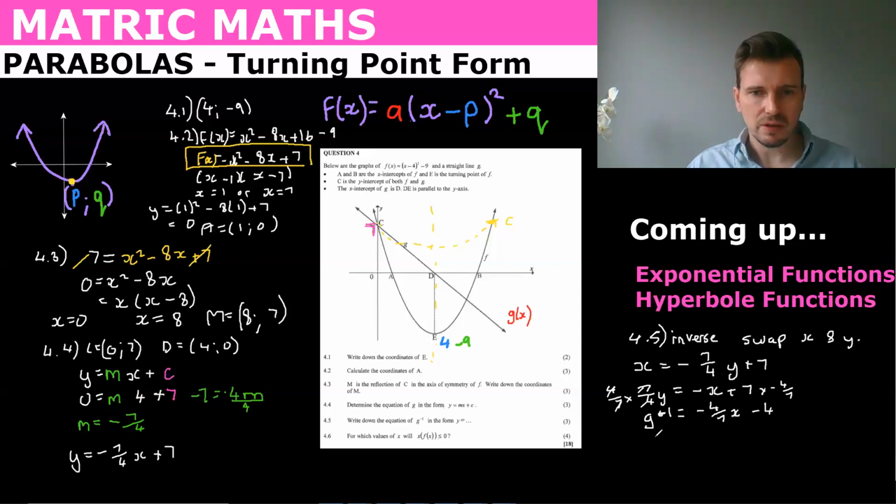Okay, and then the last question says, for which values of x will x times f of x be less than 0? Well, what that means is that, so let's just write that. So let's put x in, we'll do x in orange. Okay, so this is x, right? And x over here is negative, and over here it's positive. So from here onwards, it's positive.